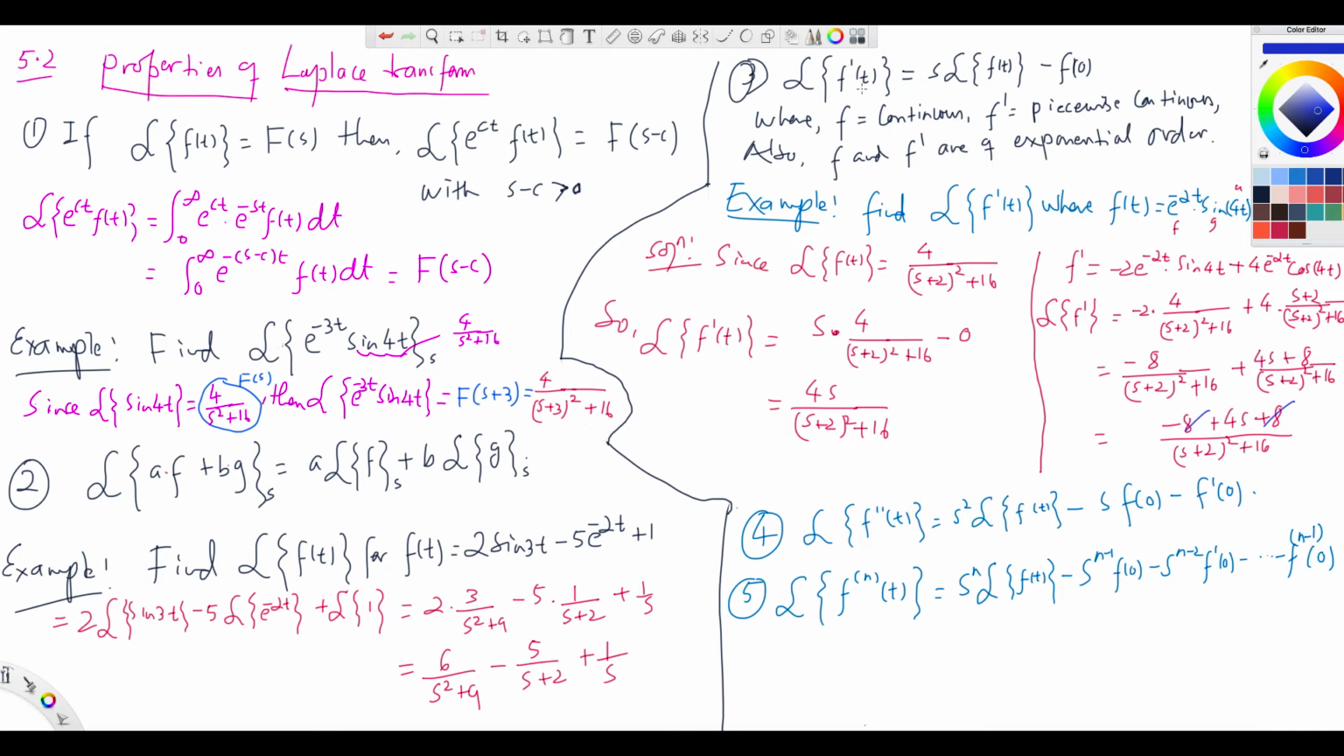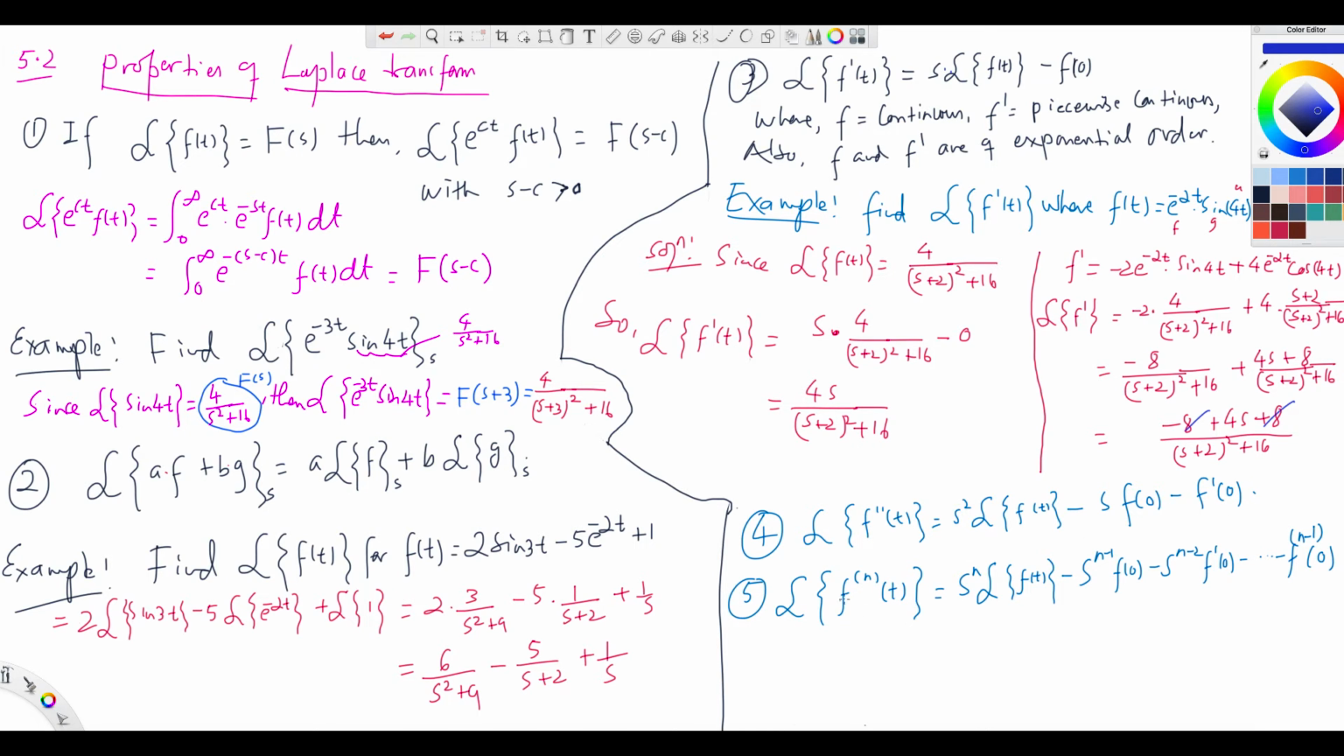Okay, so the Laplace transform of the first derivative of a function is s times the Laplace transform of the original function, and then minus f(0). How about the Laplace transform of the second derivative? The Laplace transform of the second derivative is s squared times the Laplace transform of the original function, minus s times f(0), minus f prime(0).